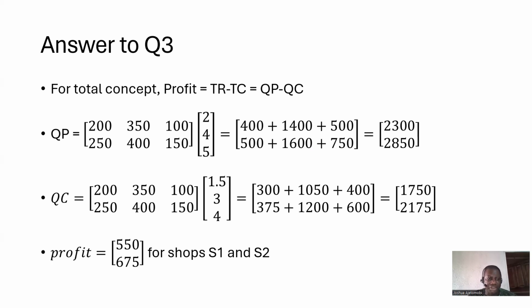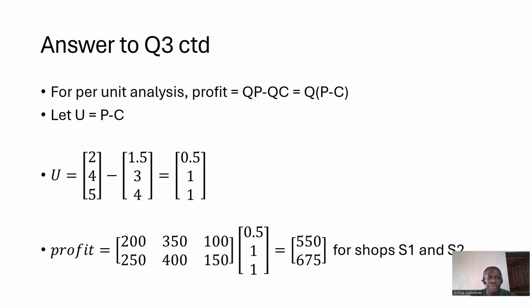Our total revenue is the quantity multiplied by the price, which is shown here. And our total cost is the quantity multiplied by the cost, which is equally shown here. And the profit is the difference between the total revenue and the total cost, which is what is shown here for the 2 shops.